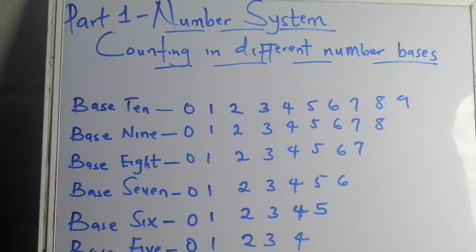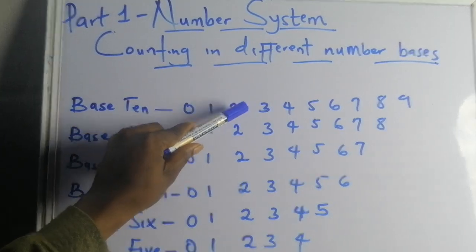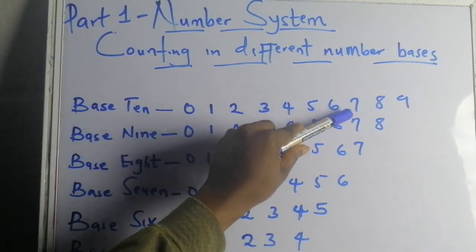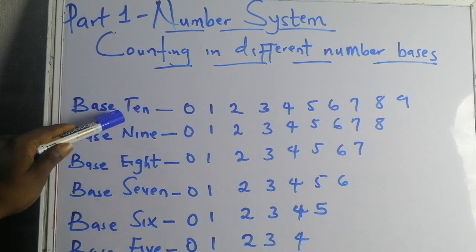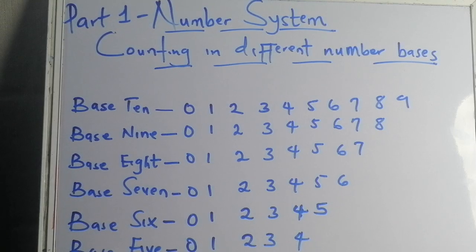Now we have what we call base 10, base 9, base 8, base 7, base 6, base 5, base 4, base 3, base 2. Most of the time, the highest digit of a number base is always one less than the base. If you're having base 10, one less than that is what? 9. That is why you see 0, 1, 2, 3, 4, 5, 6, 7, 8, 9. So this one is base 10, and the highest number you can see is 9.